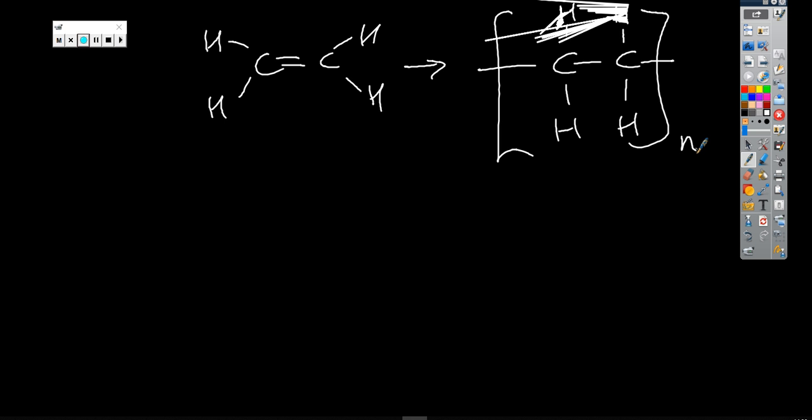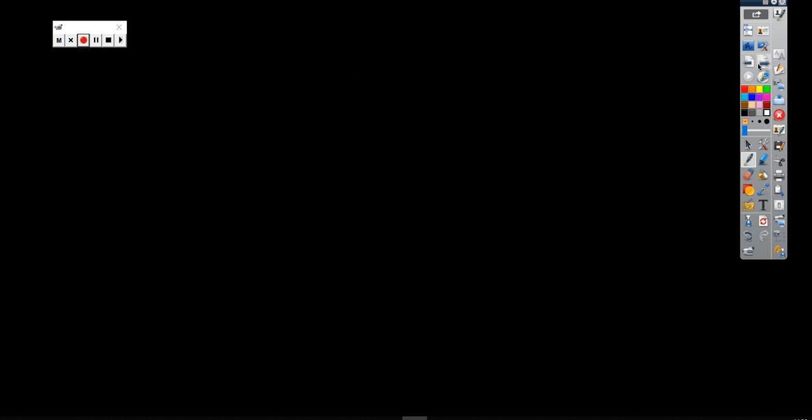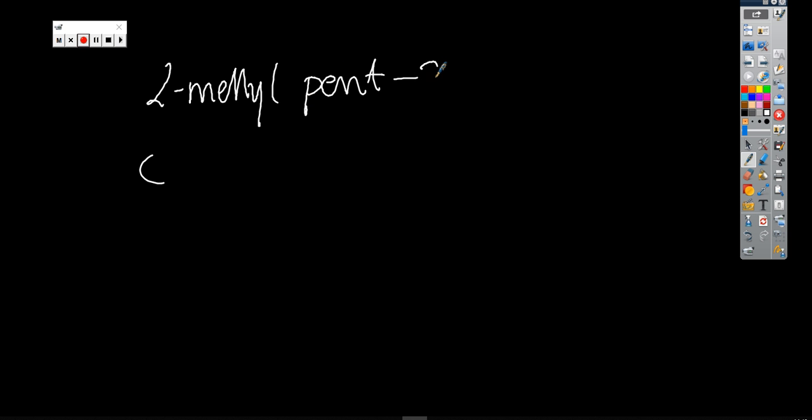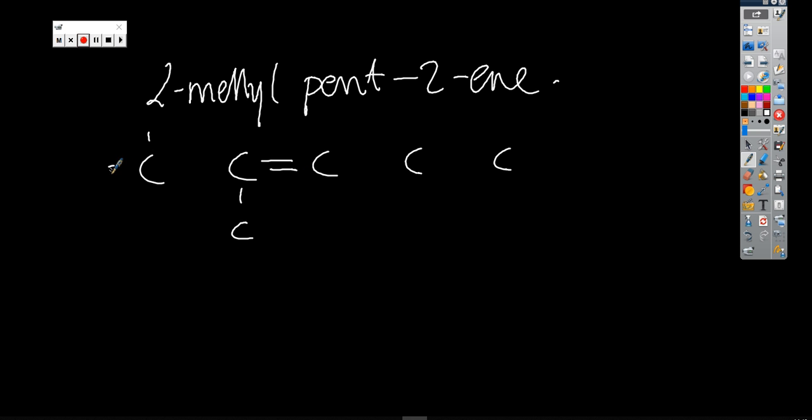and that is very simply our repeating unit for polythene. So let's do something that's maybe a little bit more complicated than polythene. So let's say the examiner says to us this time, you have got 2-methylpent-2-ene. Now my first piece of advice to you would be draw that out as you normally would. Put your double bond in position number 2, put your methyl on position number 2, and just put all your hydrogens in.